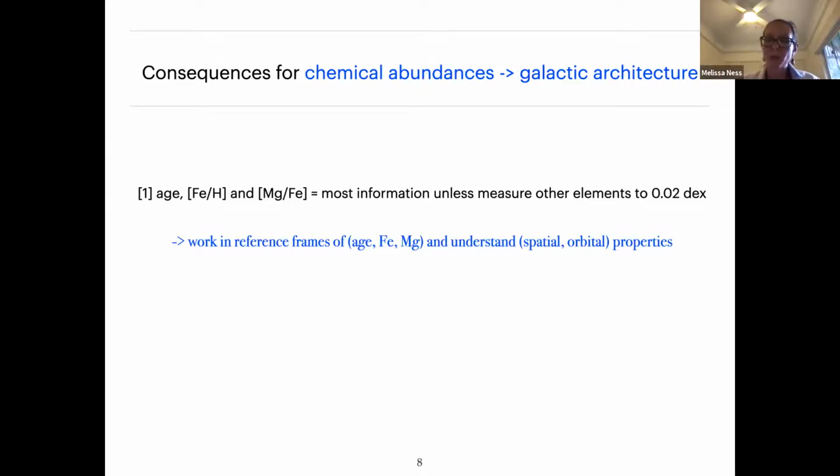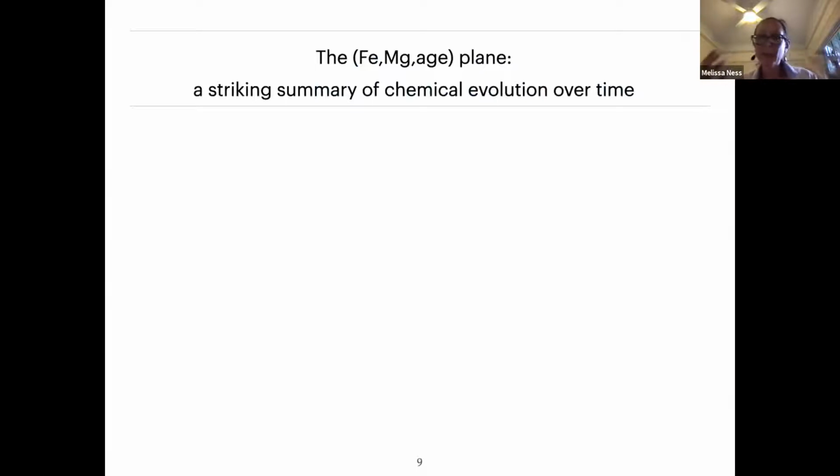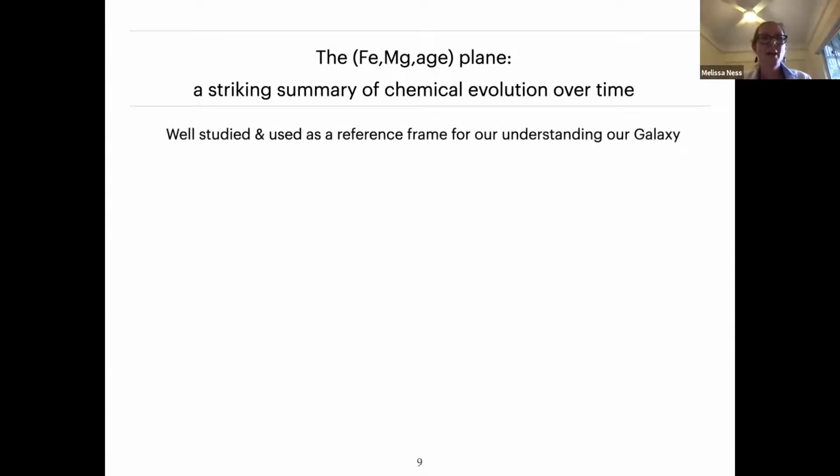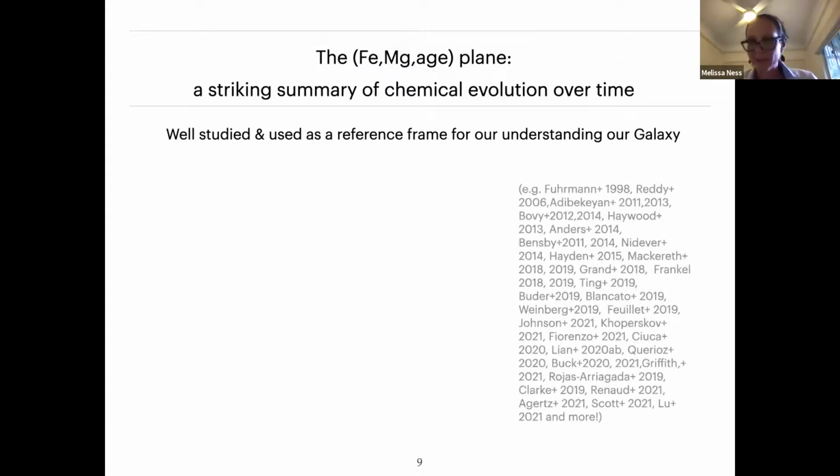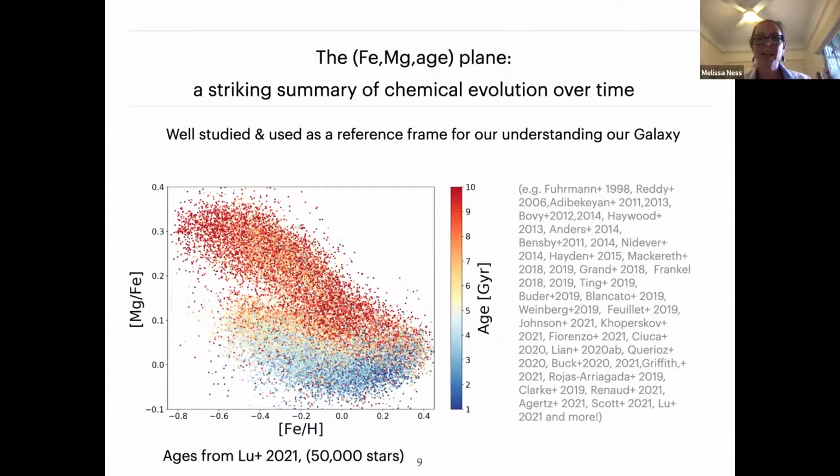So we're very well motivated to work in reference frames of iron, magnesium, and age, and understand spatial and orbital properties. Okay, so at this point, I'm just playing catch up. The iron and magnesium plane is a striking summary of chemical evolution over time. It's well studied, and it's been used as a reference frame for understanding our galaxy for years. Okay, there's heaps of references. This is a very incomplete list that I can put that have leveraged this plane to understand our galaxy.